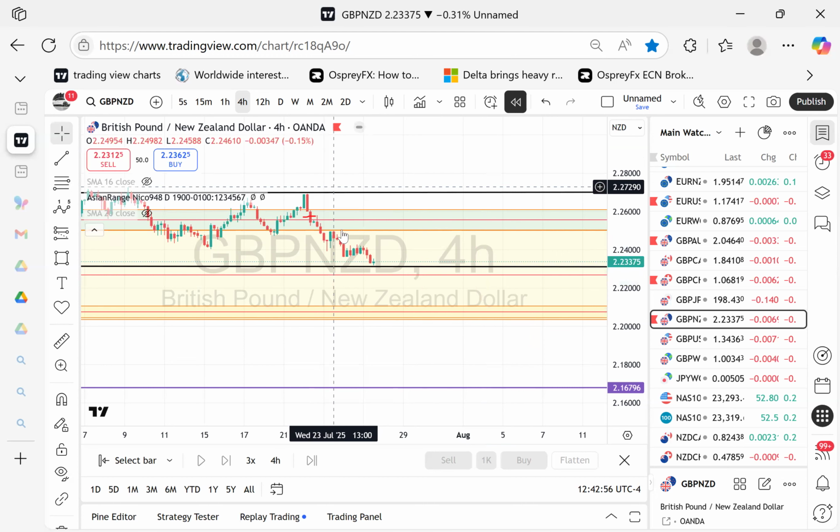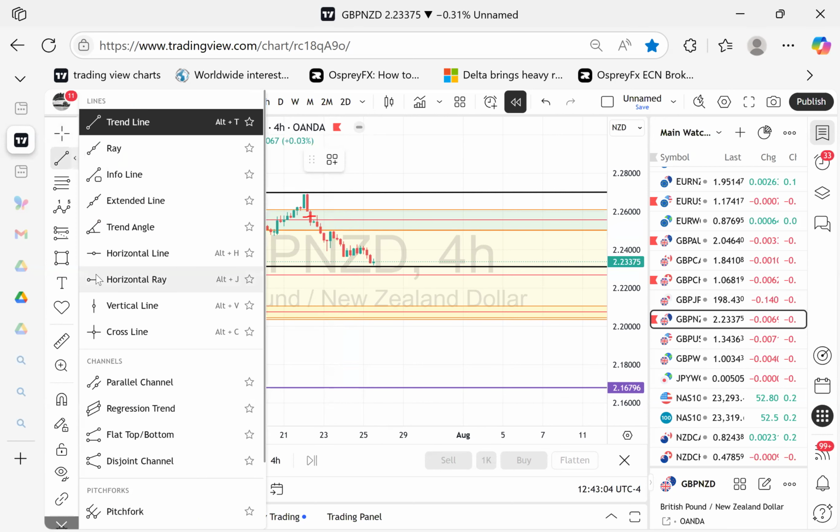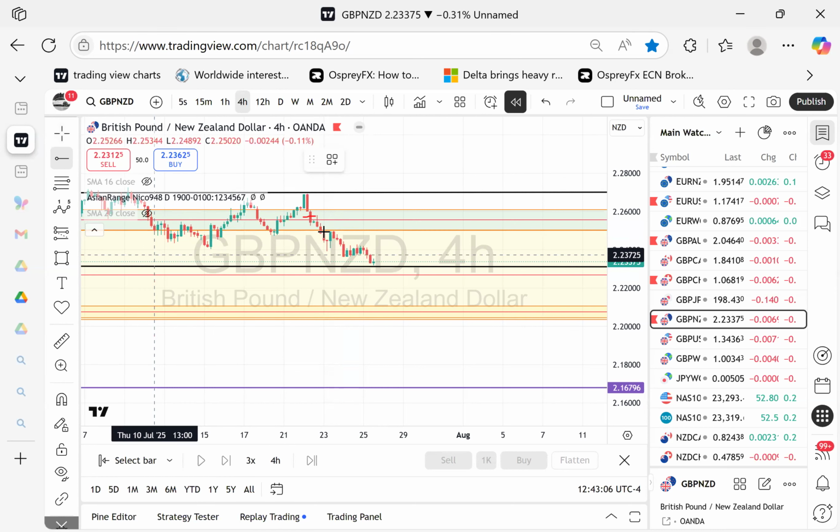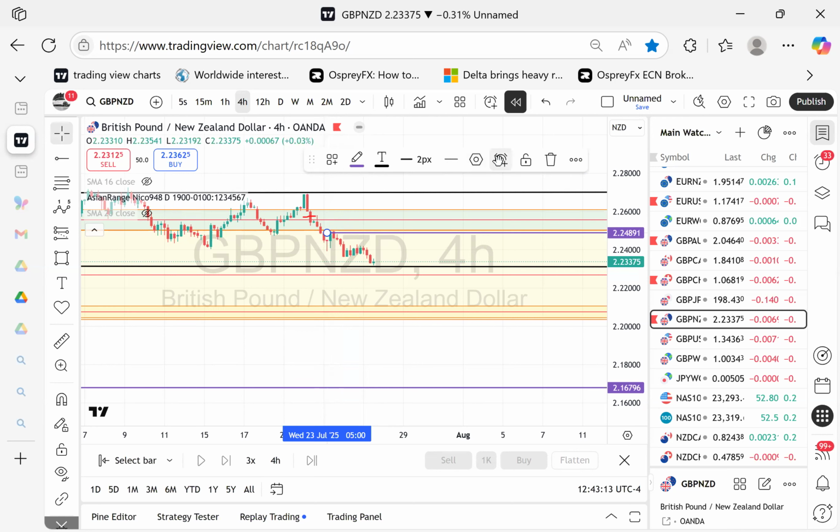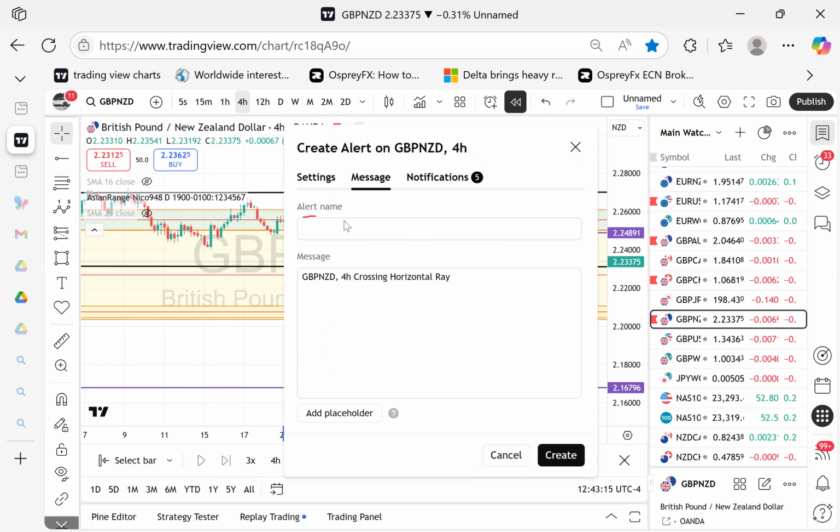And once you do this on your chart, when you're sitting here doing your analysis, all you have to do at that point, you don't have to try to remember it. You can just throw a horizontal ray. I can throw this ray right here. I can set an alert. And on an alert, I can put any message.